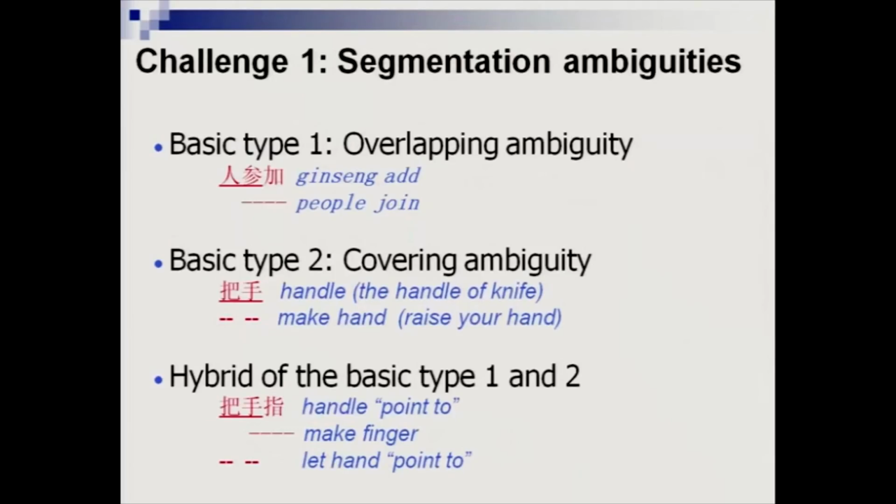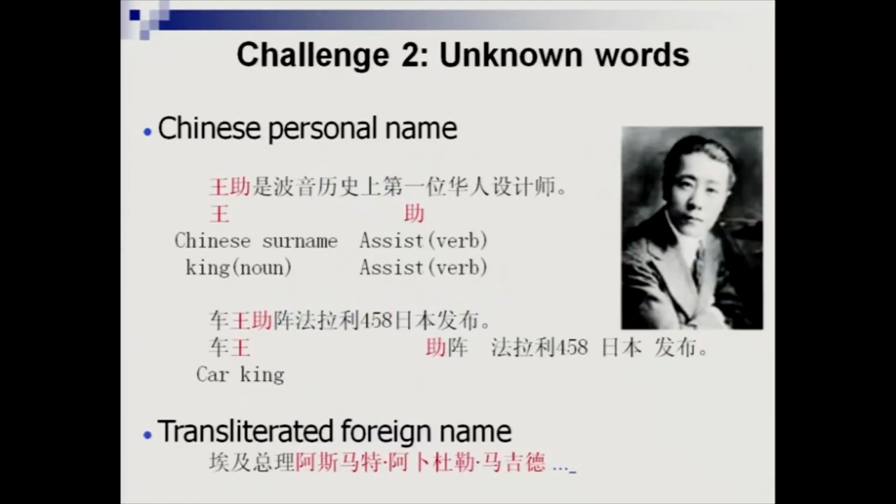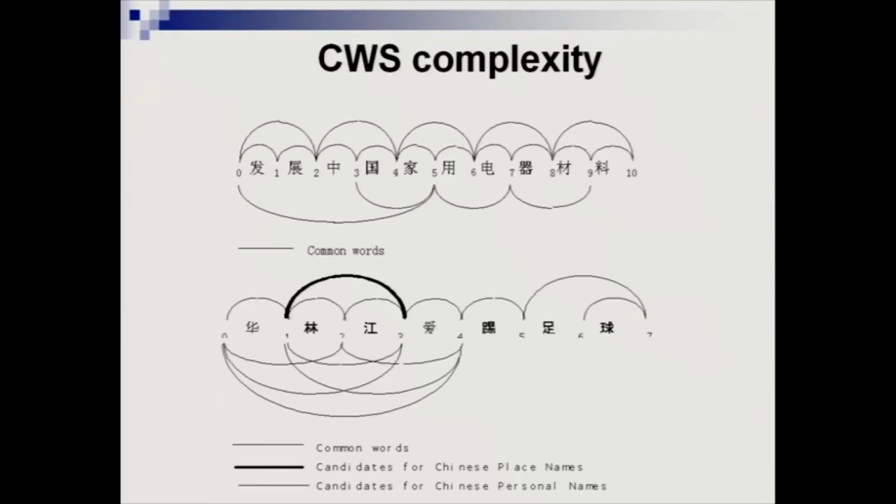There are a lot of challenges, but I will skip this. We have segmentation ambiguity. We have unknown words, a lot of unknown words. The combination of these two factors can be very complex. For this sentence, composed of 17 characters, you may have over 70 possible segmentation paths, so very complicated.